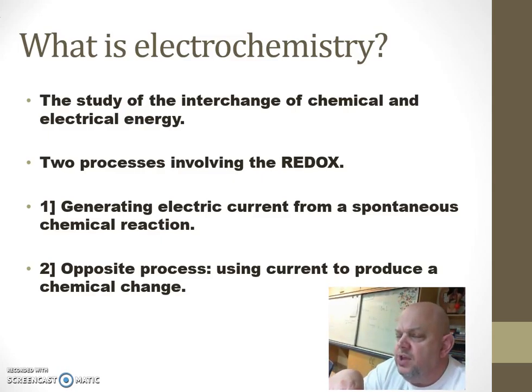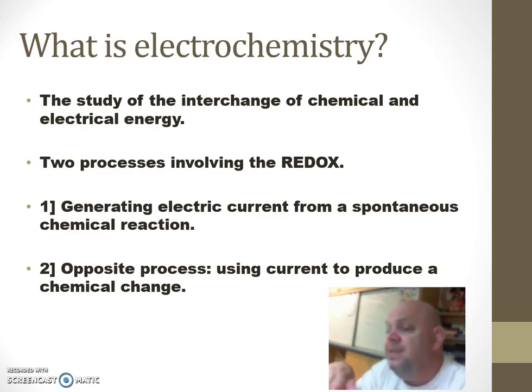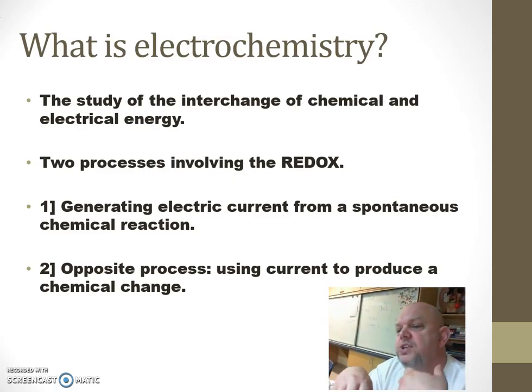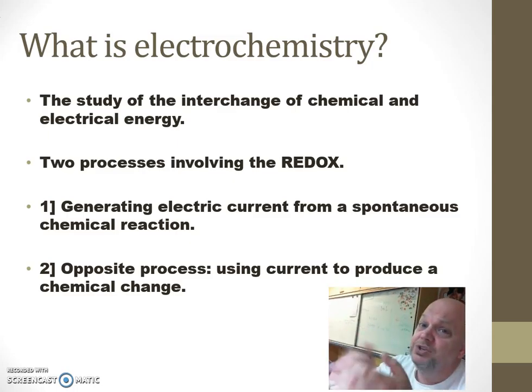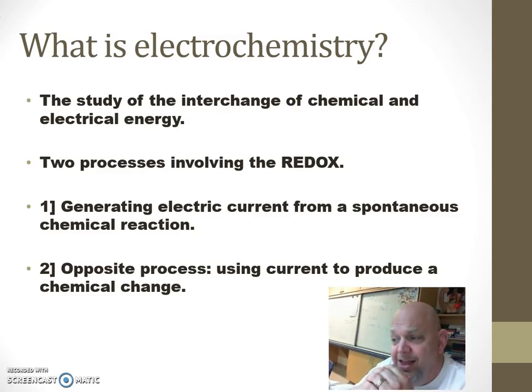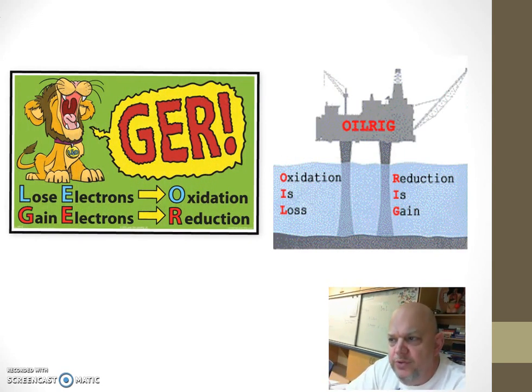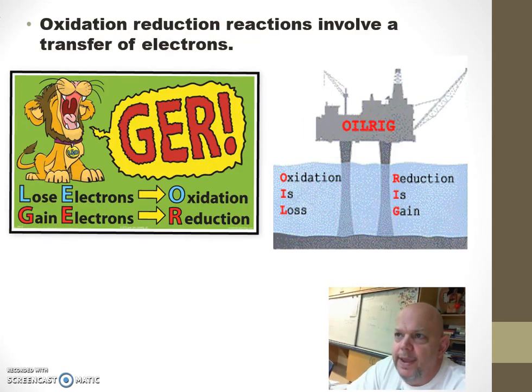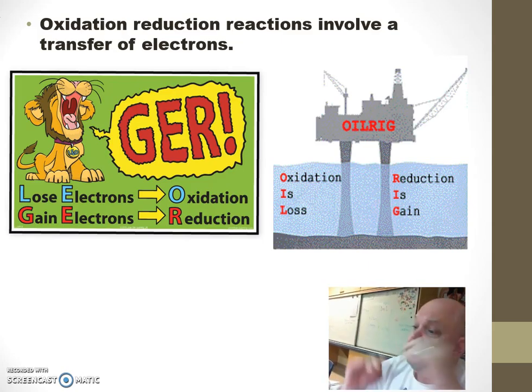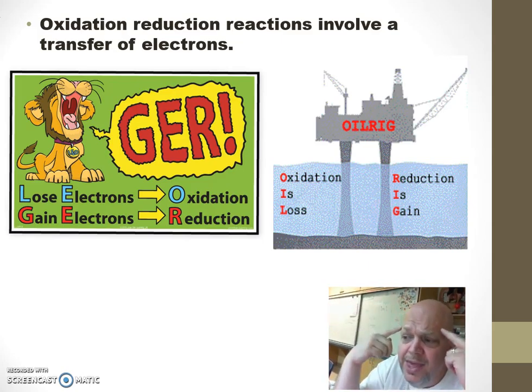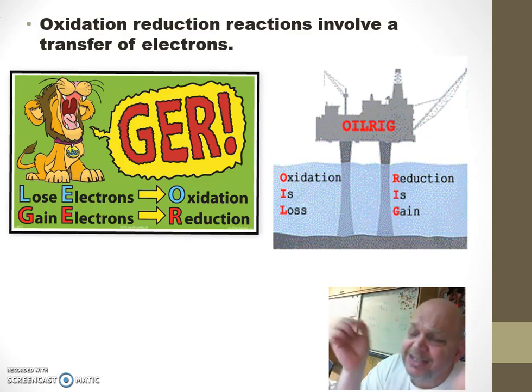Now, on the other side of the coin, there is the opposite process where we need to use a current in order to make a chemical change happen. Now guess what? That's non-spontaneous. So that would be a positive delta G. So let's do a quick review here about redox. Okay? So oxidation reduction reactions involve a transfer of electrons. Somebody is gaining electrons and others are losing it.